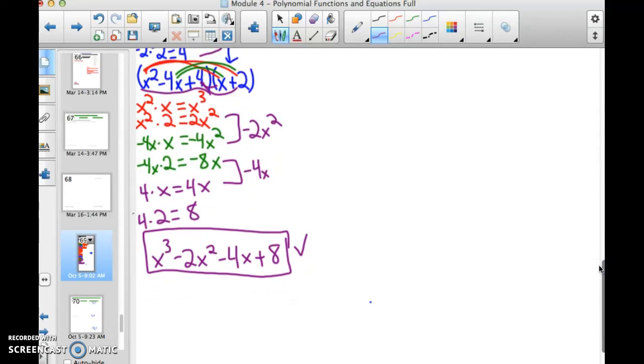And then there is my math. I wrote in red the x squared multiplication, green the negative 4x multiplication, and purple the 4 multiplication. And then I had to combine like terms down here, and in standard form I got x cubed minus 2x squared minus 4x plus 8. Please check your work with mine. If yours doesn't match that, please raise your hand and I will come by and check it.